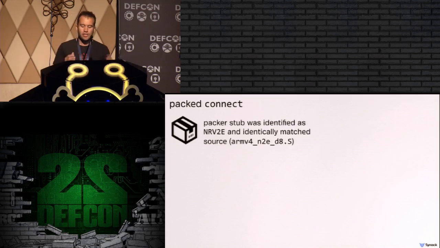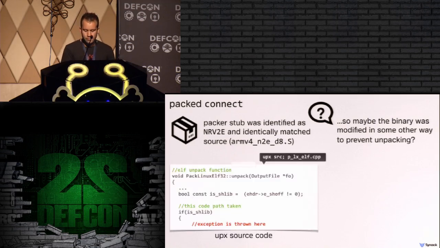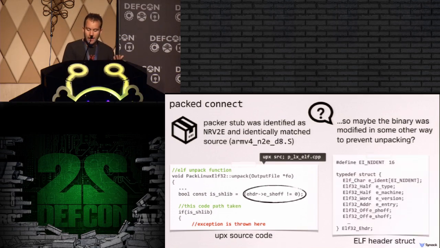Now, the unpacker stub matched the UPX source code, indicating it wasn't a custom version of UPX. So we figured perhaps the binary was modified after the fact in some way to prevent unpacking. I single-stepped through the unpacking stub's instructions and followed along in the UPX source code, which was not fun. But this revealed exactly where the unpacking exception occurred. The code was checking a value within the binary's ELF header and then branching into a code path for unpacking a shared library. That unfortunately then errored out.